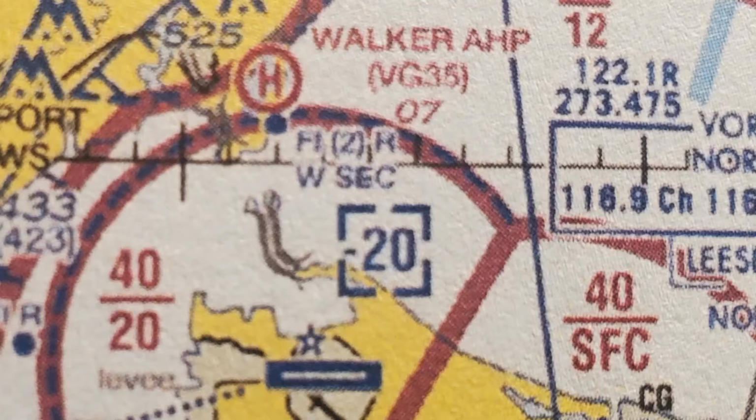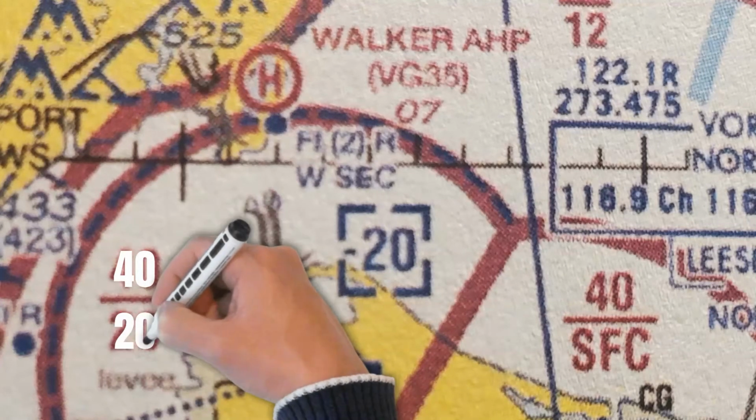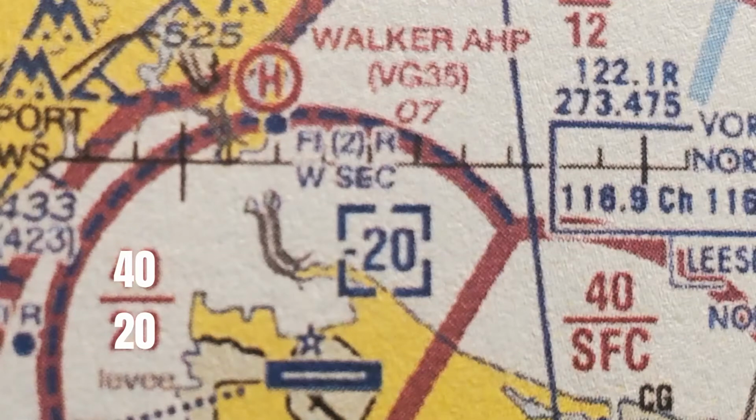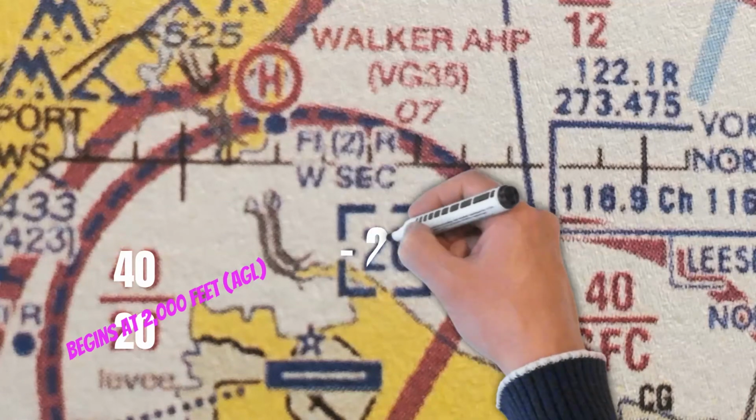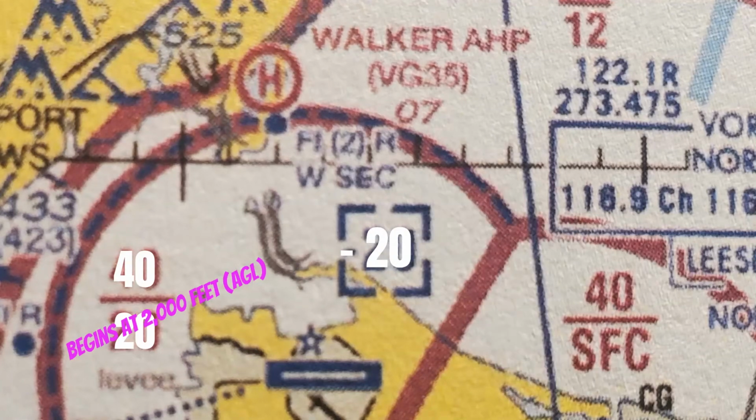If you look at the airspace callouts, 40 over 20, that's telling you what? It's telling you that the Class C shelf above begins at 2,000 feet and runs up to 4,000 feet. The dotted square with the minus 20 inside it tells you where that Class E airspace is as far as its height is concerned.